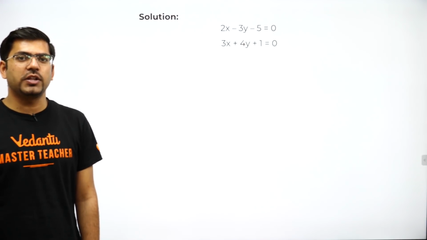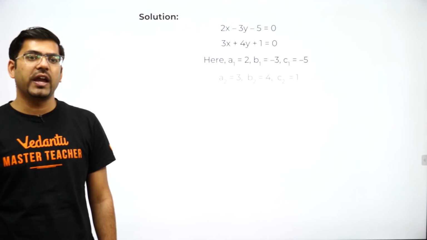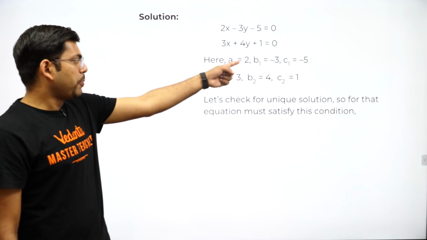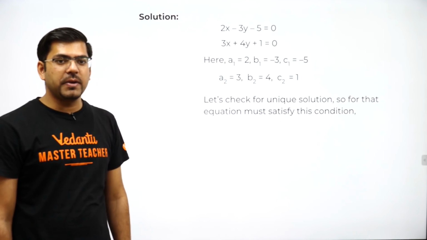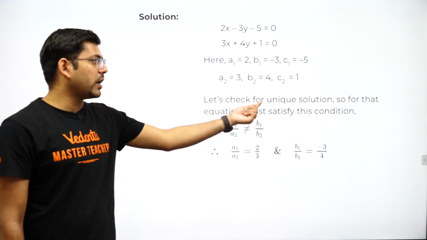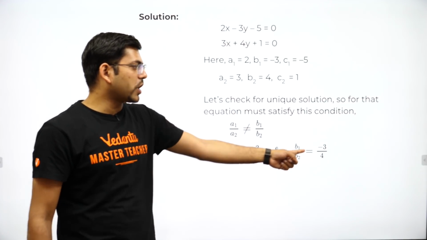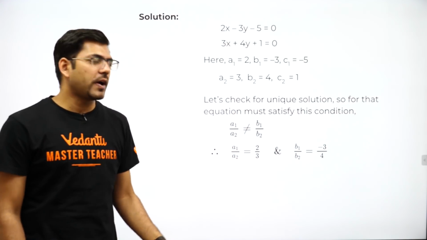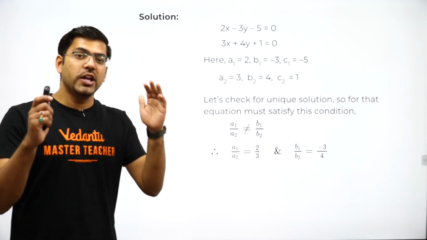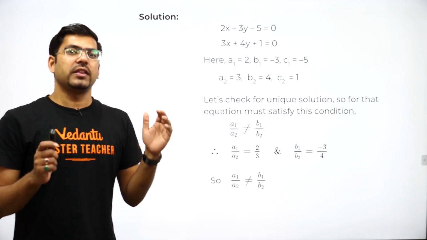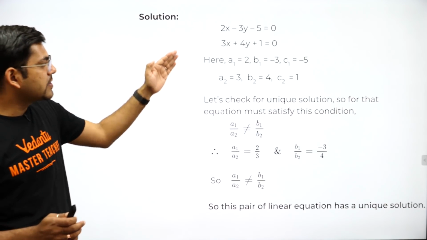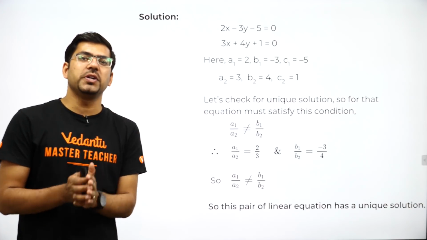You all know the equations, and by knowing the equations you know the values of A1, B1, C1 and A2, B2 and C2. Now just put A1 by A2, that will be 2 by 3, and similarly B1 by B2, that will be minus 3 upon 4. If they are not equal, then surely it's the condition for unique, and here 2 by 3 is not equal to minus 3 by 4. So they satisfy the condition of A1 by A2 not equal to B1 by B2. That is the condition for a unique solution. So if they are not equal, this means it's a unique solution, and hence we have found that the system of linear equations has a unique solution.